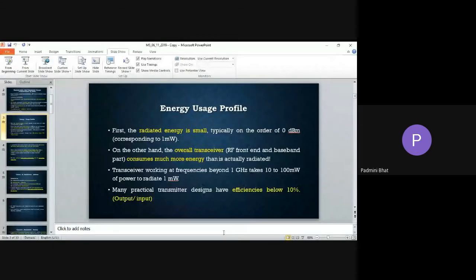Good morning, all. Today, we will discuss the continuation of last class topic. That is, we were discussing the physical layer. In the physical layer, there are many parameters, in which the important one is the energy usage profile. In the energy usage, we will be discussing the power budget of the energy which is used in various parts of the transceiver.